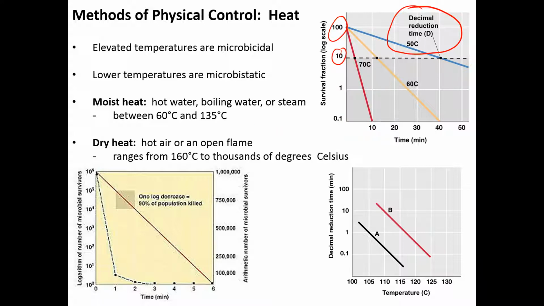The decimal reduction time against some arbitrary organism at 50 degrees is about 40 minutes. At 60 degrees it is around 15, and at 70 degrees it is around 8 or 9 minutes. By this point in time, you have eliminated 90% of the viable cells in your culture. If you start off with 100 cells, you're left with 10. The thermal death time for this would probably be around 10. This one around 40. And then 50 is going to be a little bit further out there.